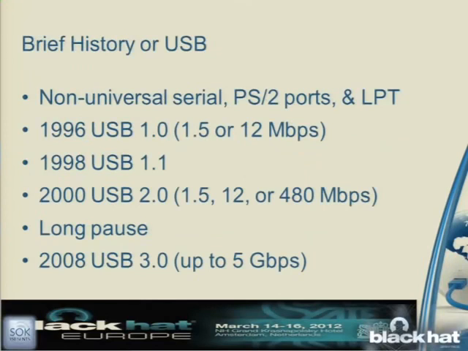So USB is something that's been around for a long time. In '96, they released version 1, and it supported two speeds, a low speed and a full speed, so 1.5 and 12 megabits per second. A couple years later, updates, some bug fixes. A couple years after that, USB 2.0, which is what most things are running today, and they added another speed, 480 megabits per second. Then 8 years later, USB 3.0, which promises speeds of up to 5 gigabits per second.